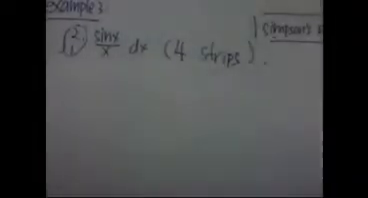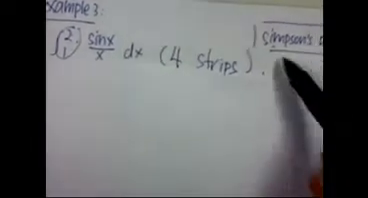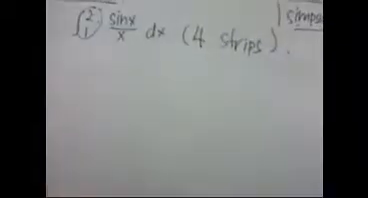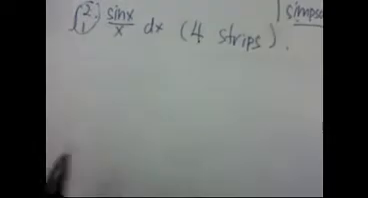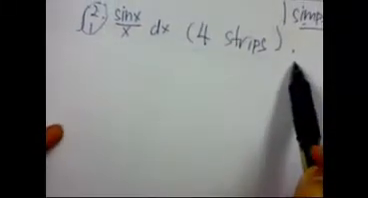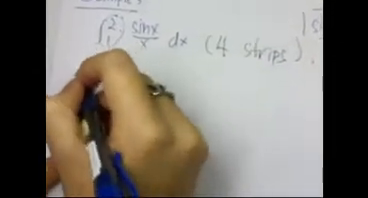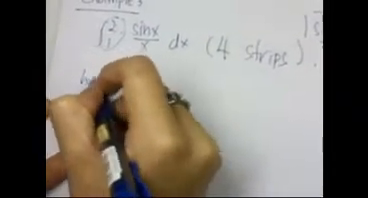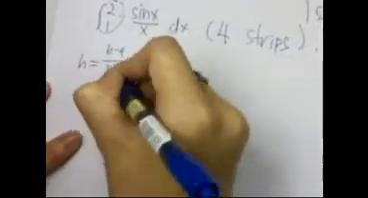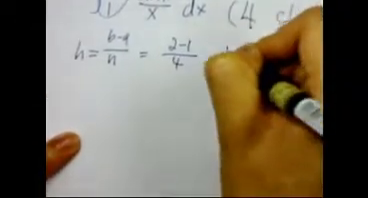Okay, let's take a look at another example using Simpson's rule. These are the limits, 1 to 2, and then your function sin x over x dx. The question gave us that there are 4 strips altogether. From here we just find the subinterval length, so it's b minus a over the number of strips, so it's 2 minus 1 over 4. The answer you get is 1/4.